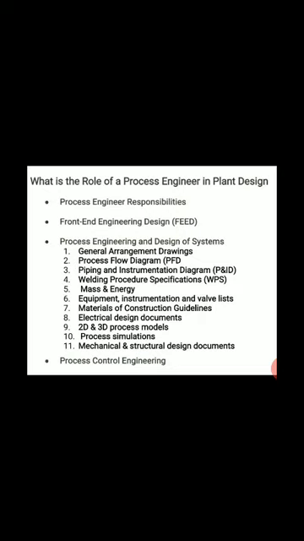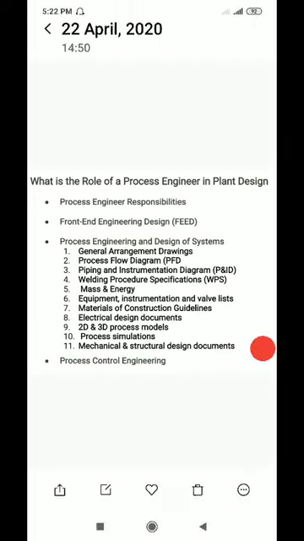Next, the welding procedure specification. This document outlines pipe thickness, size, material of construction, and technology used to weld pipe together. Mass and energy balance: this applies conservation of mass and energy to the analysis of a physical system. Then the equipment, instrumentation, and valve list. Then material and construction guidelines. Electrical design document, 2D and 3D process models.